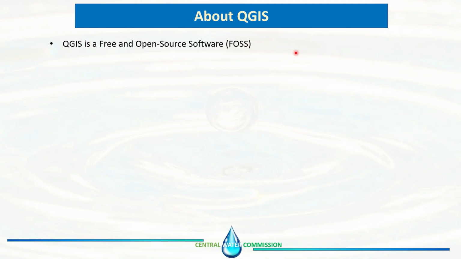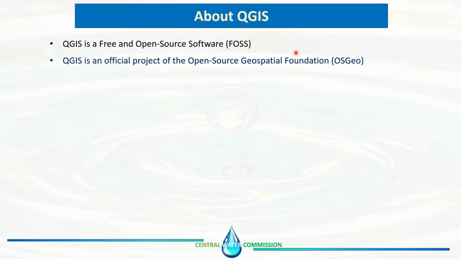It serves as a comprehensive platform for managing both vector and raster data. It is an official project of the Open Source Geospatial Foundation. It was initiated in the year 2002 by a person, Gary Sherman, as an effort to build a user-friendly GIS application. Over the years, it has grown significantly due to the active contributions of a community of developers, users, and organizations.